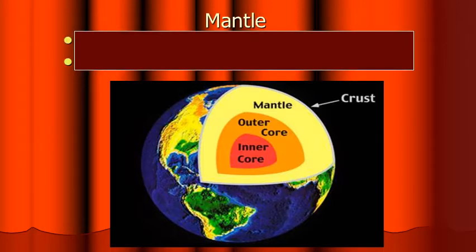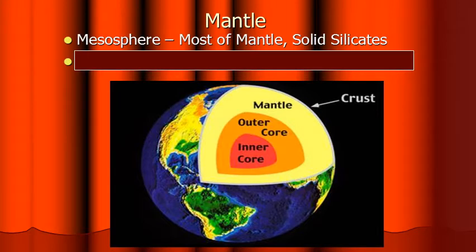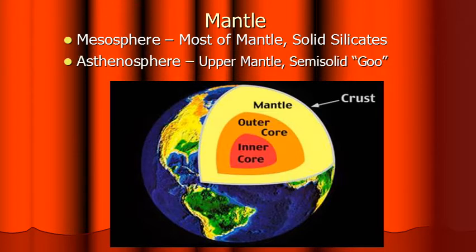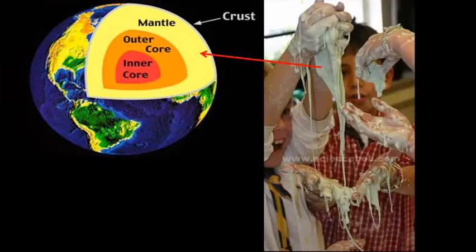Now, the mantle. In the mantle, we can separate the mantle into the mesosphere, which is most of the mantle, and this is going to be mostly solid stuff here. This is solid silicates, and you should remember silicates from when we talked about minerals. And then we have the asthenosphere. Try saying that with me, asthenosphere. That is the upper mantle, and that's this sort of semi-solid, gooey kind of stuff.